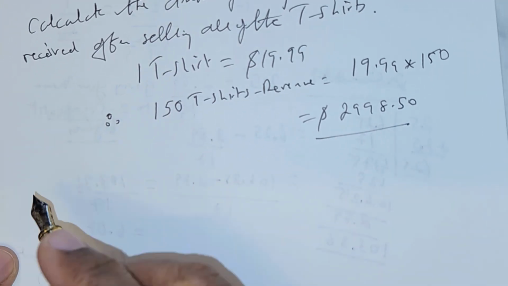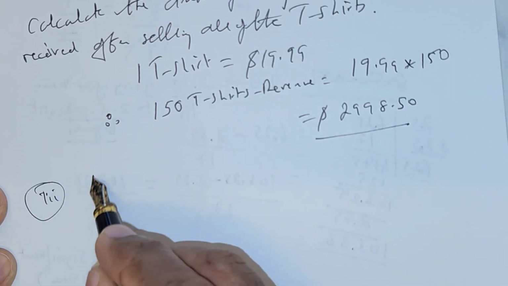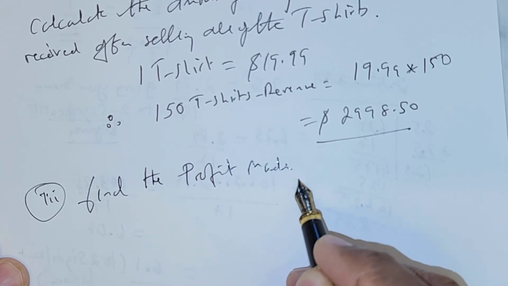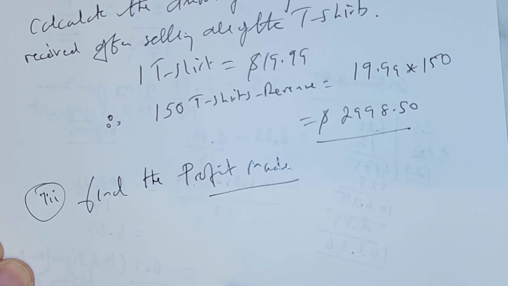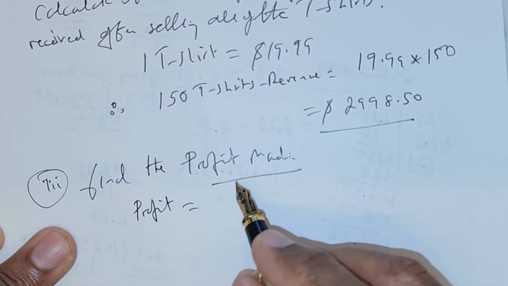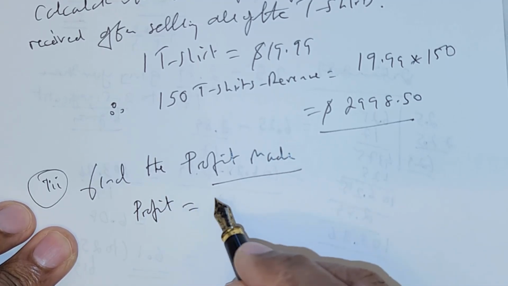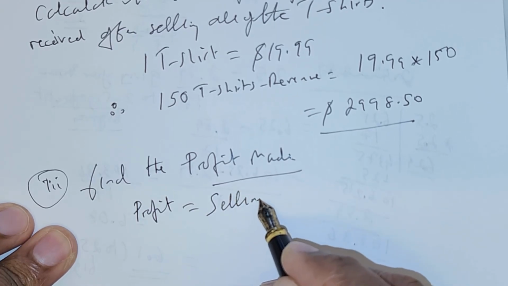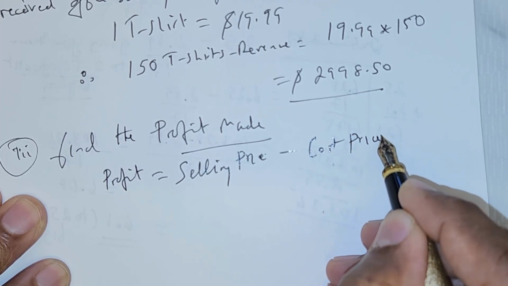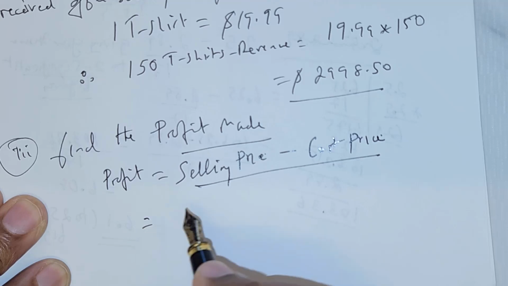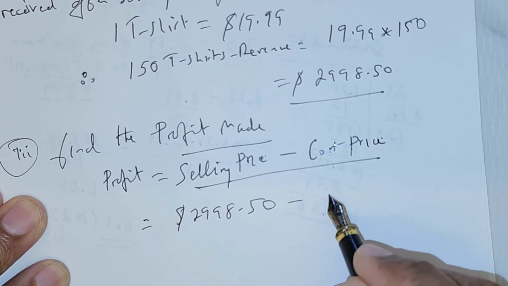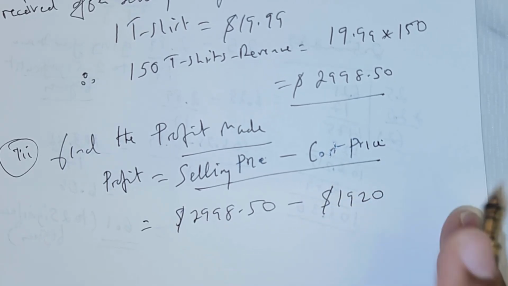Now the next part of the question is find the profit made. So what was the initial expenses that Mrs. Jack had incurred? So profit is going to be, this is the formula, selling price minus the cost price, standard formula, always the most powerful formula. So the selling price is $2,998.50, the cost price is $1,920.